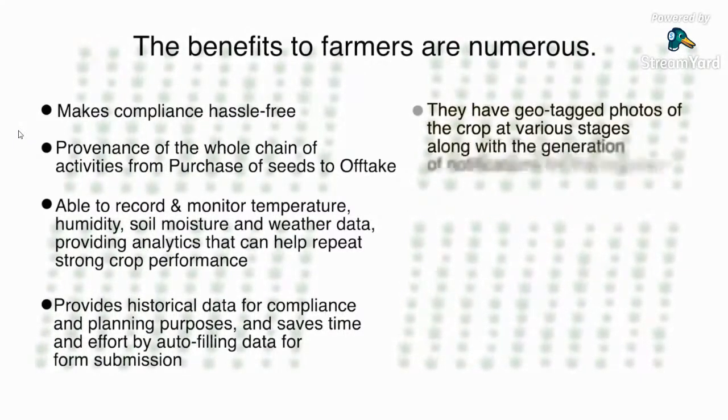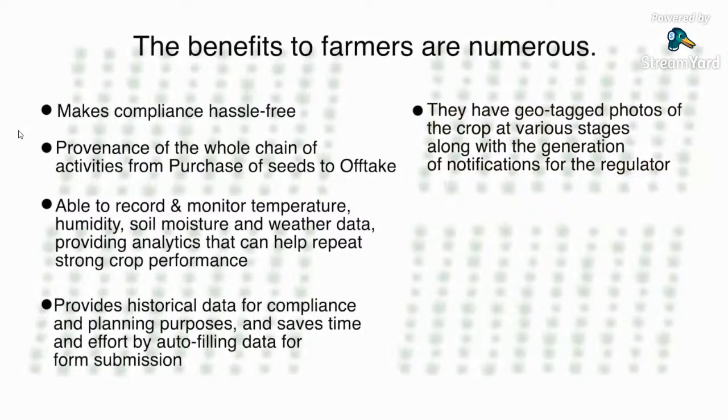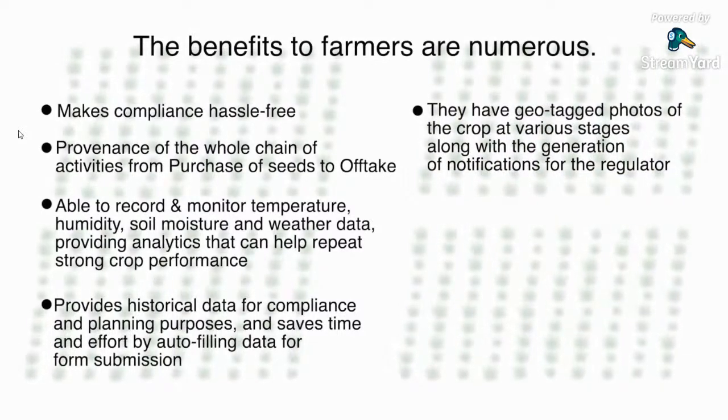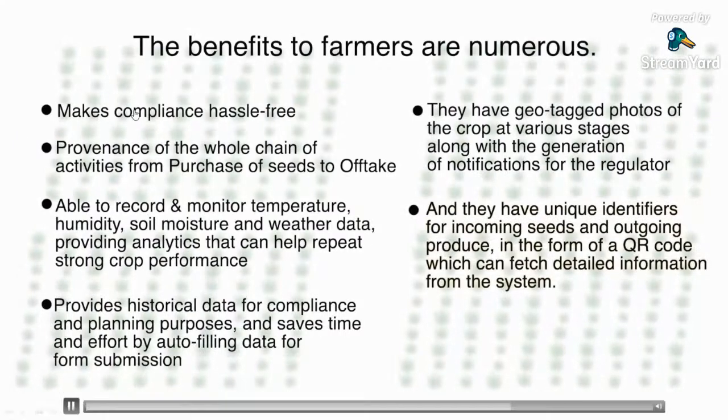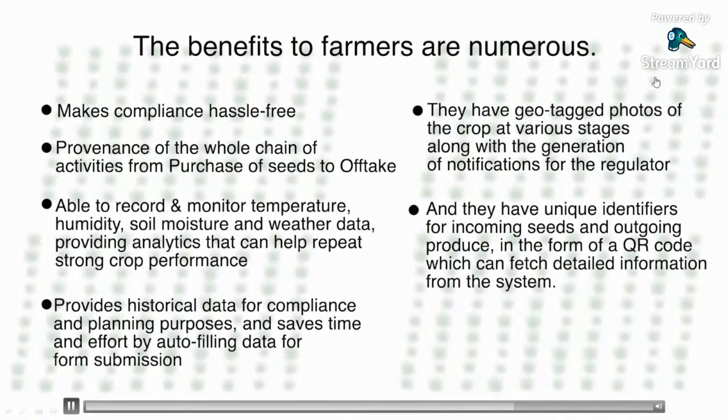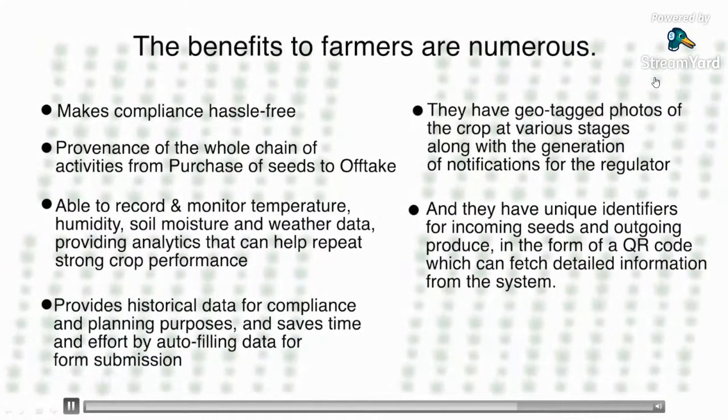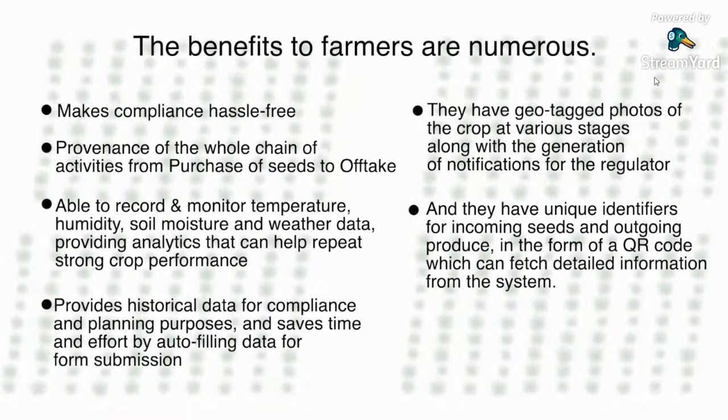They have geotagged photos of the crop at various stages, along with the generation of notifications for the regulator. And they have unique identifiers for incoming seeds and outgoing produce in the form of a QR code, which can fetch detailed information from the system.